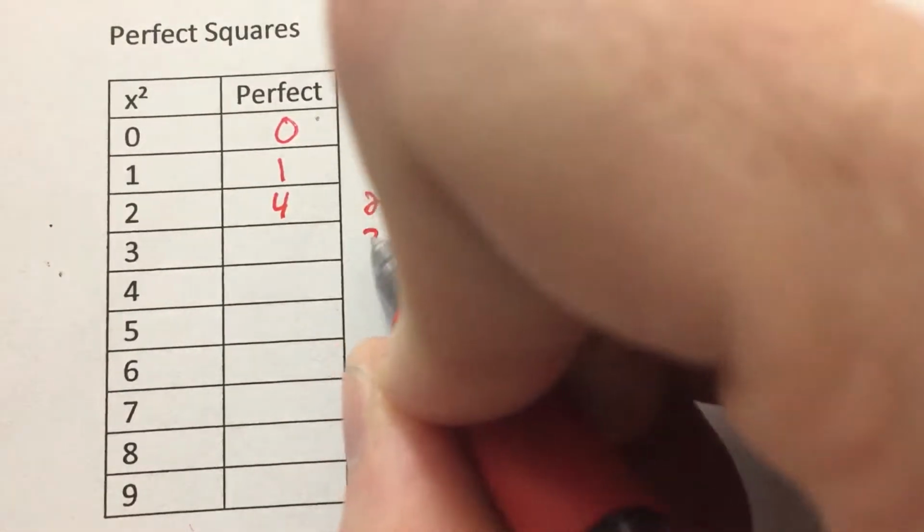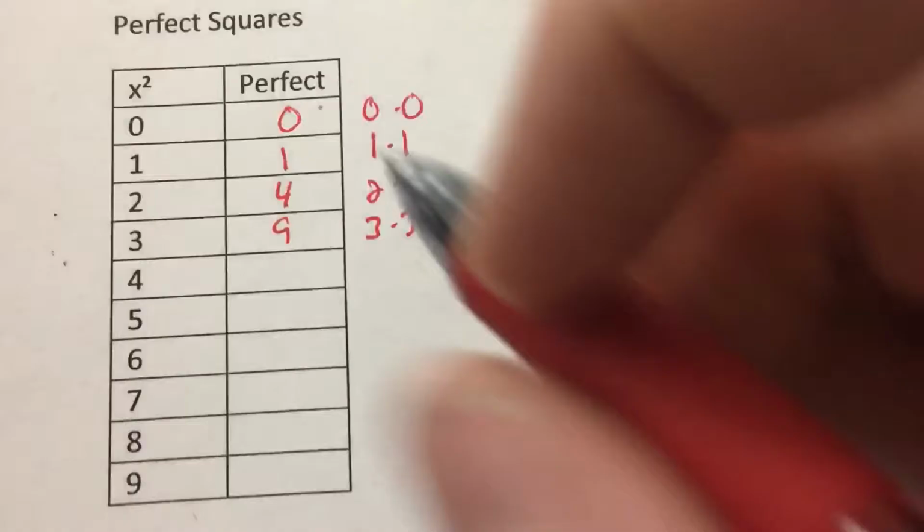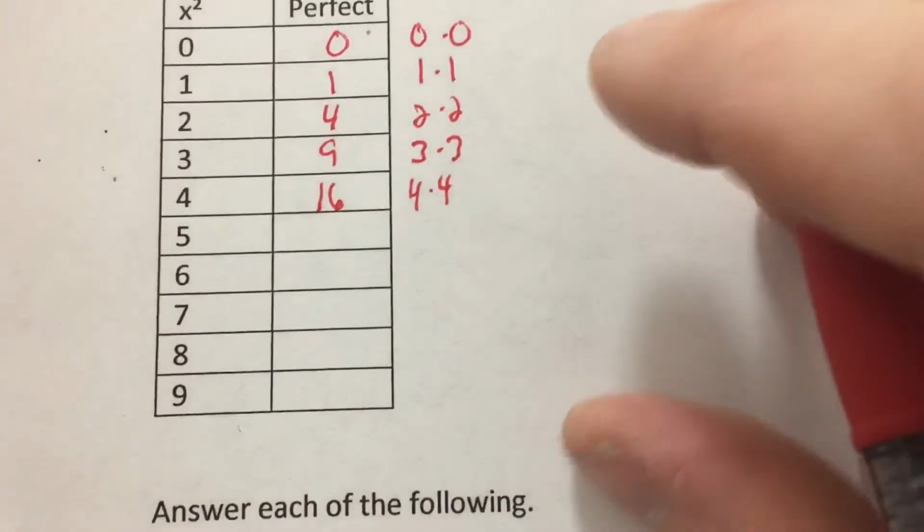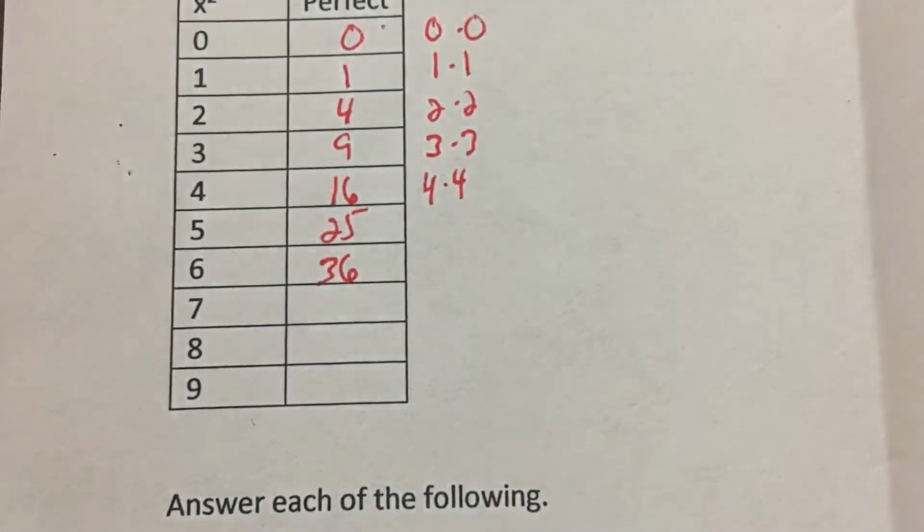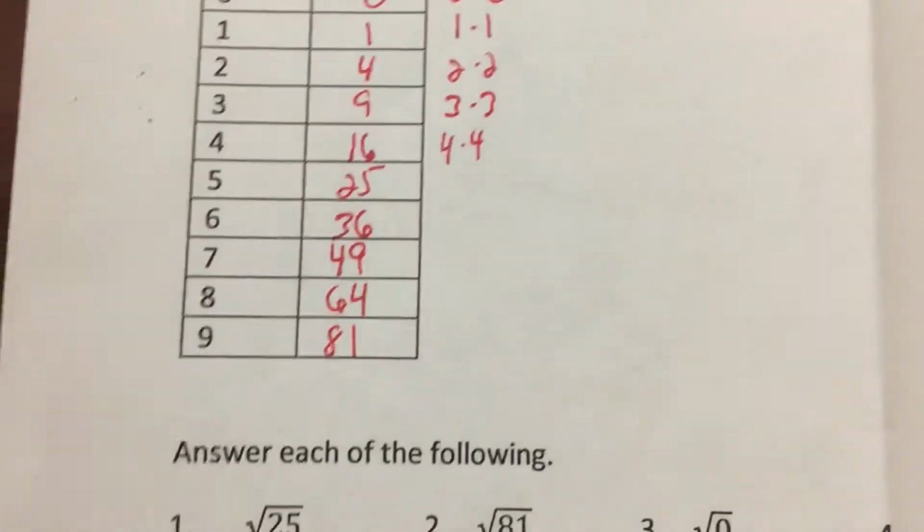3 to the second power would be 3 times 3, which is 9. 4 to the second power is 4 times 4, which is 16. 5 to the second power is 25. 6 to the power of 2 is 36. 7 to the power of 2 is 49. 8 to the power of 2 is 64. 9 to the power of 2 is 81.